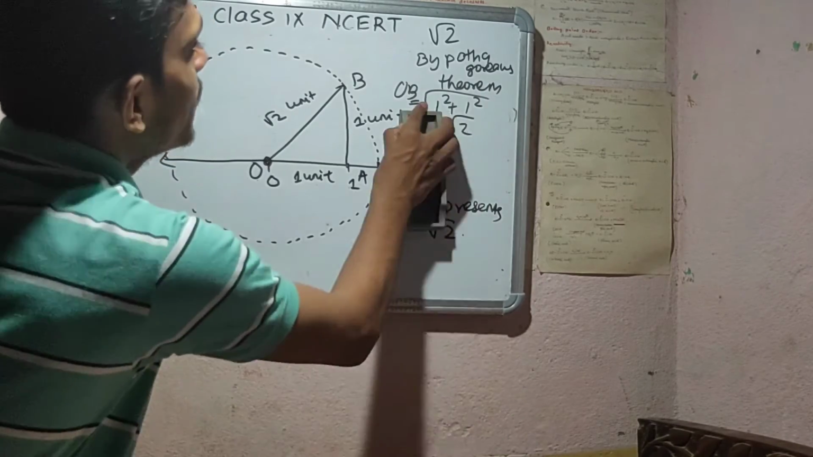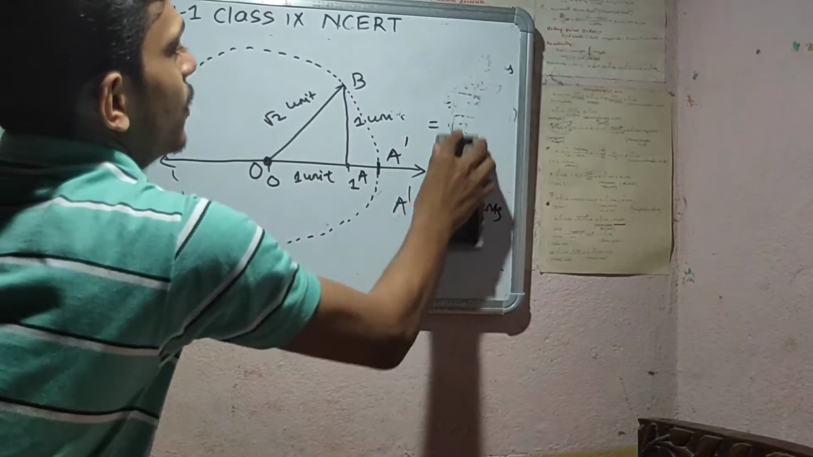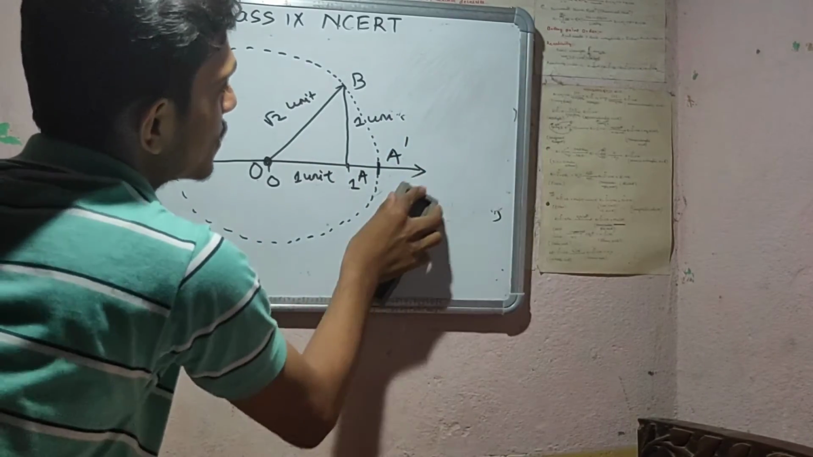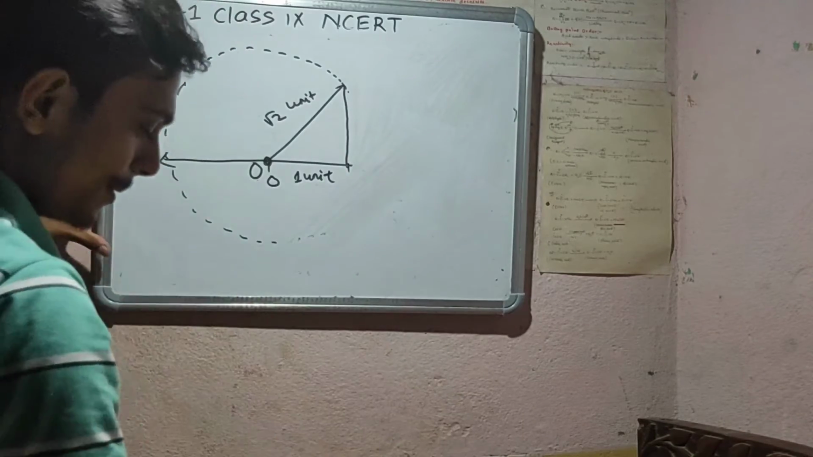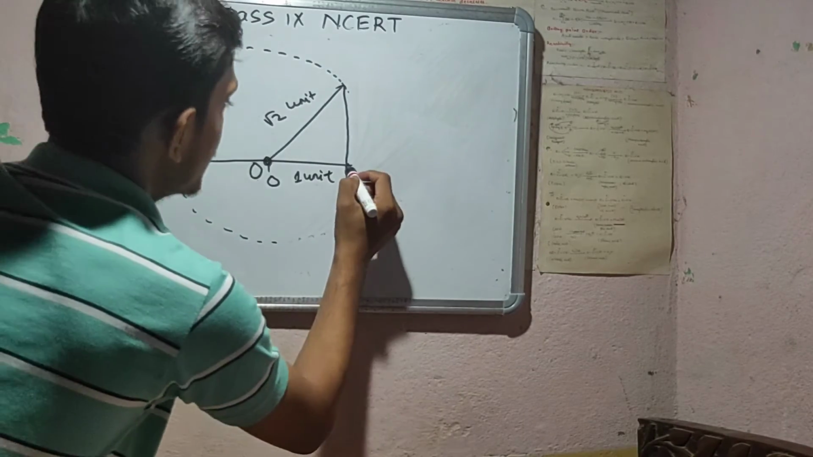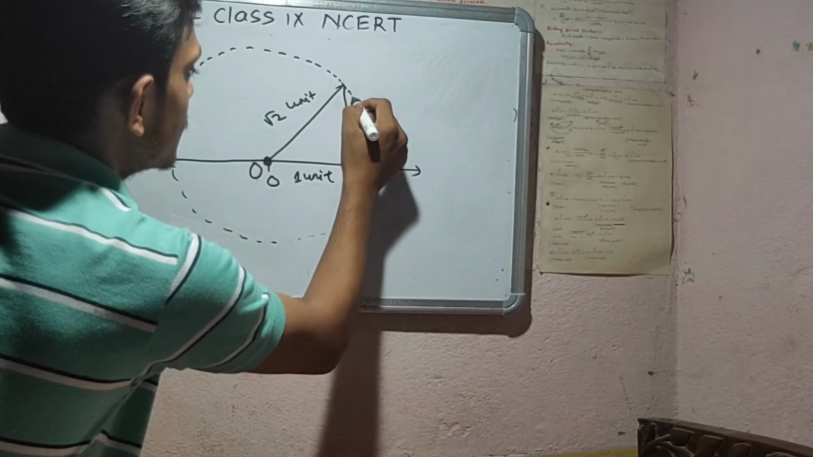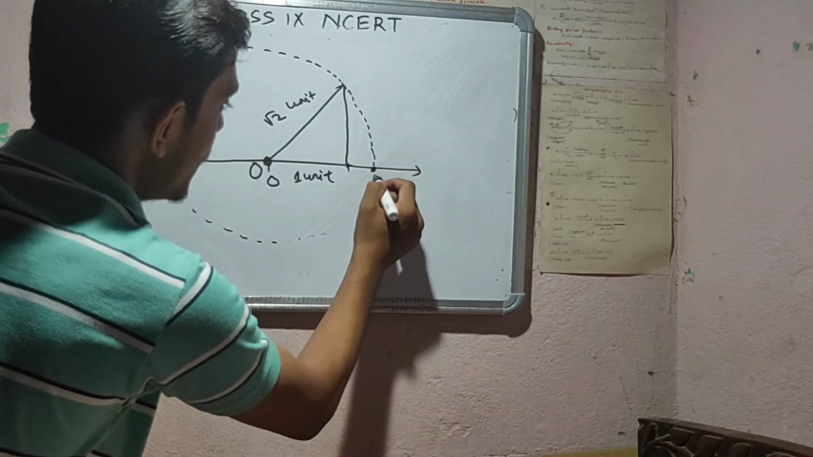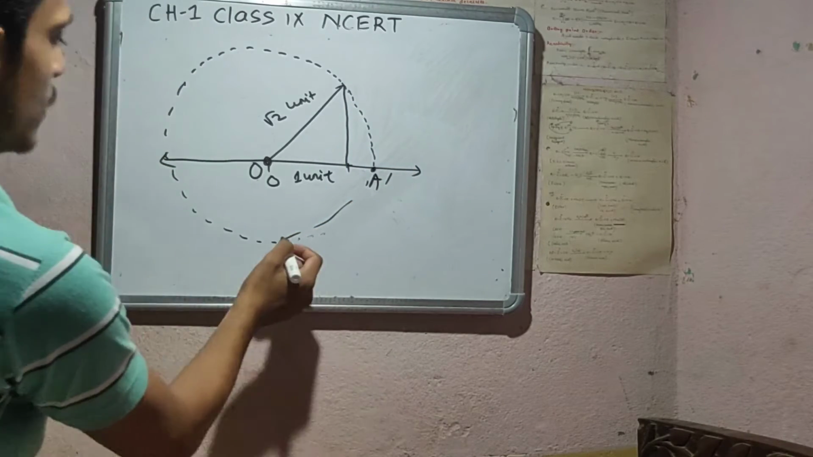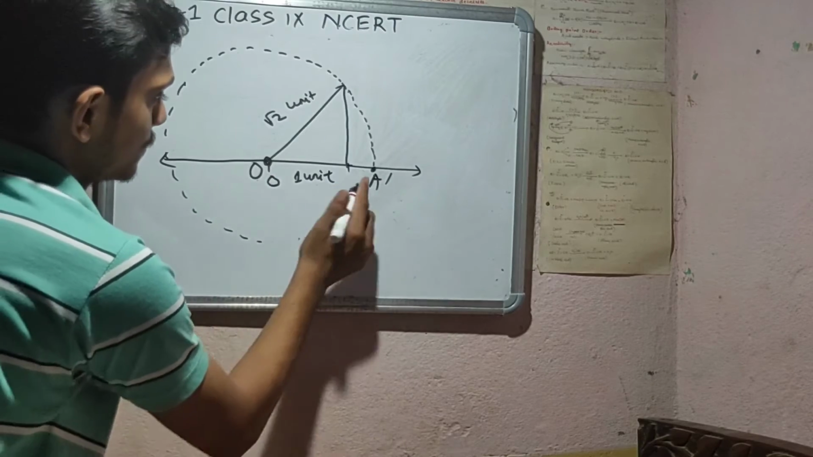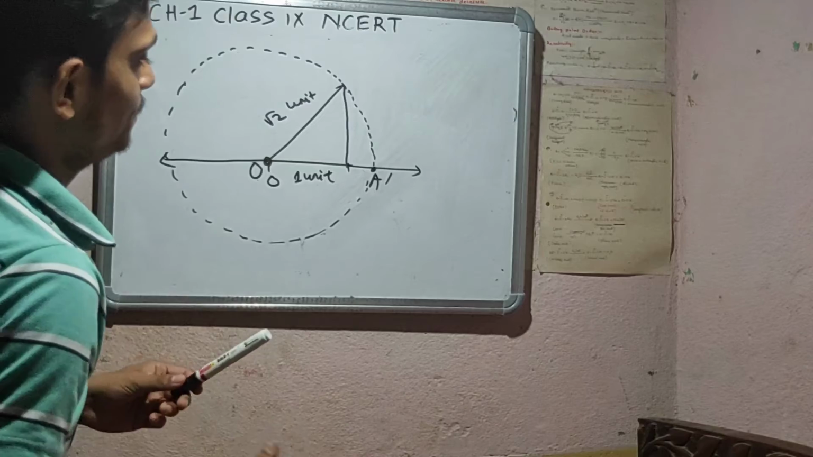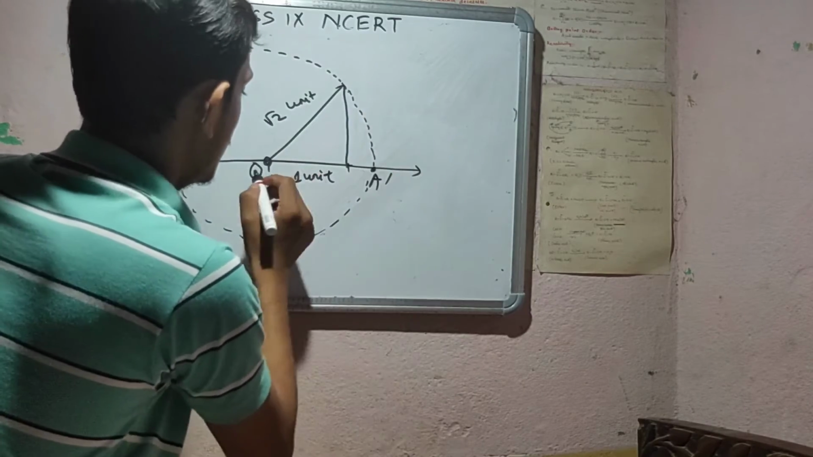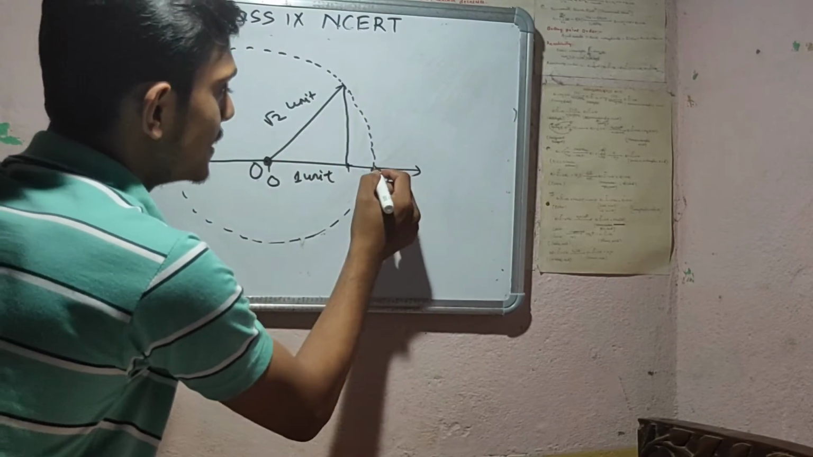How can we represent root 3 here? See, on this number line also we can represent root 3. That is the real number line. Suppose this is cut at the point A dash. See, this is O, this is the center, and this is A dash.